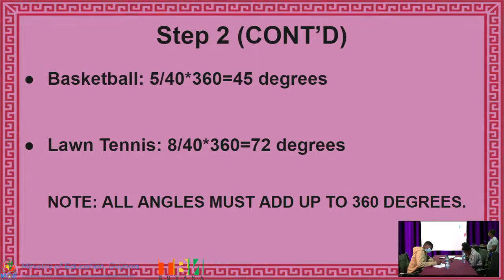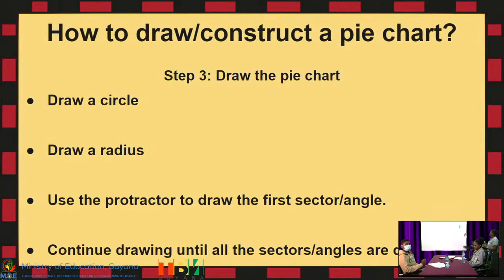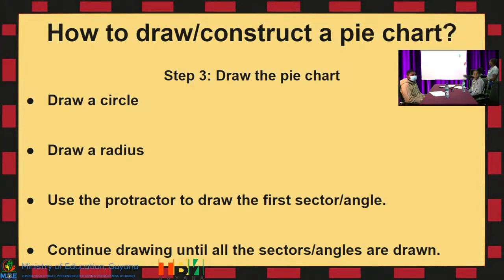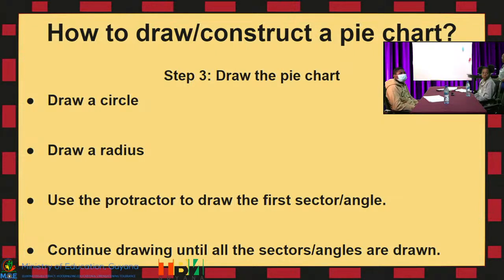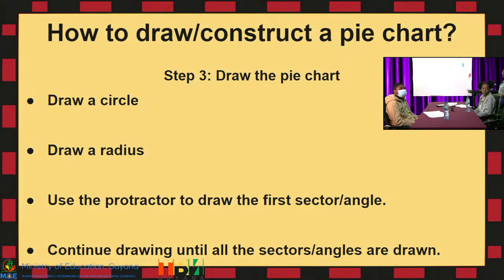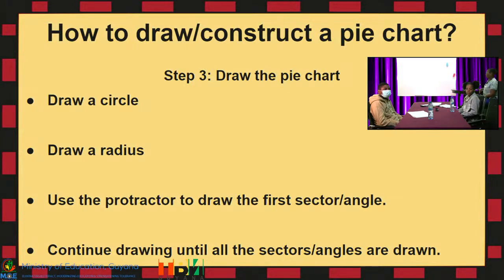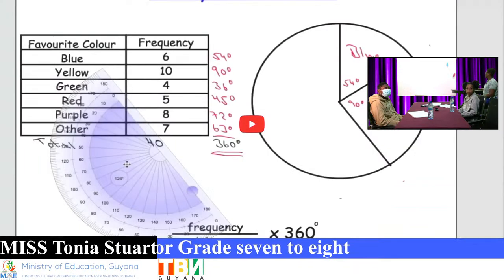We there? Yes, miss. All right, so let's go. Sit back, and we're looking at how we're going to go about it. First of all, we want to construct the pie chart. We need to draw a circle, draw a radius, and use the protractor to draw the first sector or angle. That's why we're going to use our geometry set. Continue drawing until all the sectors are drawn. But before we go through that process, let's look at this. Pay keen attention.